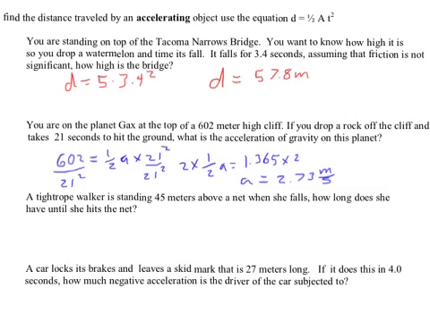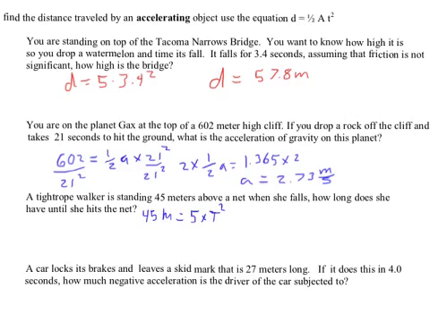Okay, now I've got a tightrope walker. I'm just going to read through this. What the question is: how long does she have? So I'm looking for time. That means I must know everything else. So the distance is 45 meters. And that equals half of a. So this is on Earth, I'll assume. So half of a is 5 times t squared.